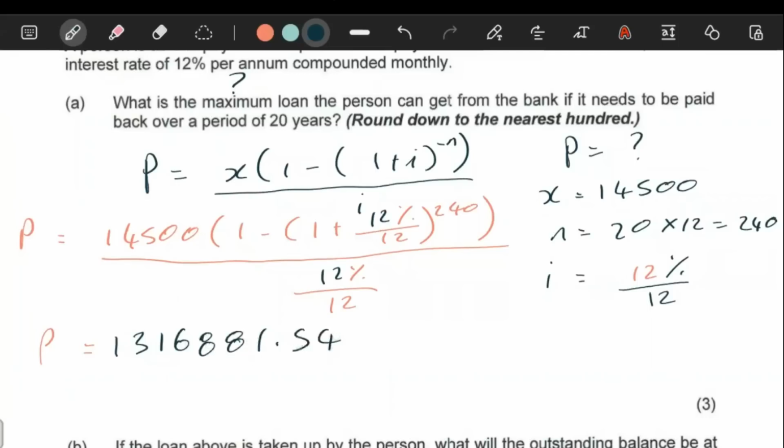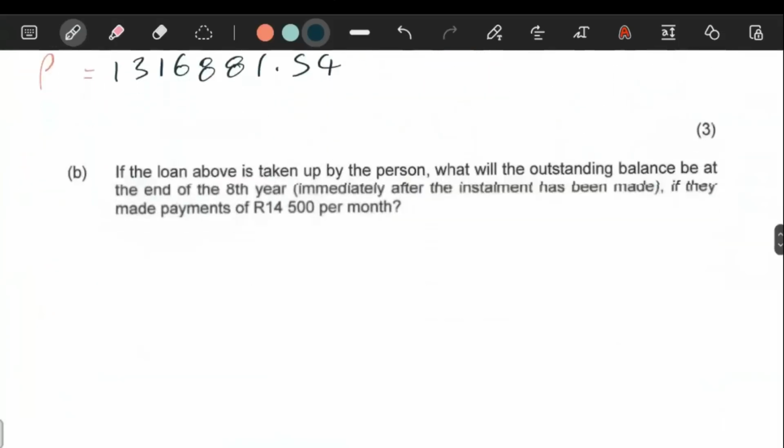1,316,881.54 if you round it off to 2 decimal places. Let's move on. If the loan above is taken up by the person, what will the outstanding balance be at the end of the 8th year, immediately after the installment has been made, if they made payments of 14,500 per month?